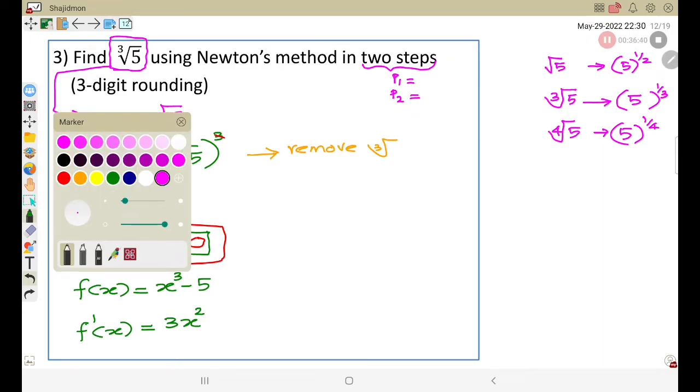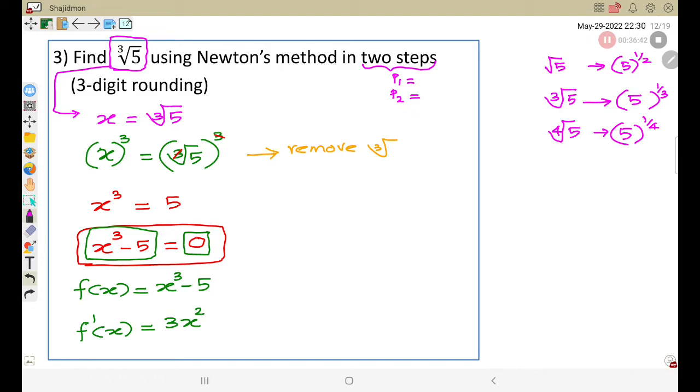Now, for calculating P1 and P2, we need to know the input number, the P0 number. What is the number in our question? Cube root of 5. This is the number, cube root of 5. You can check the calculator. The cube root of 5 is 1.709975947.